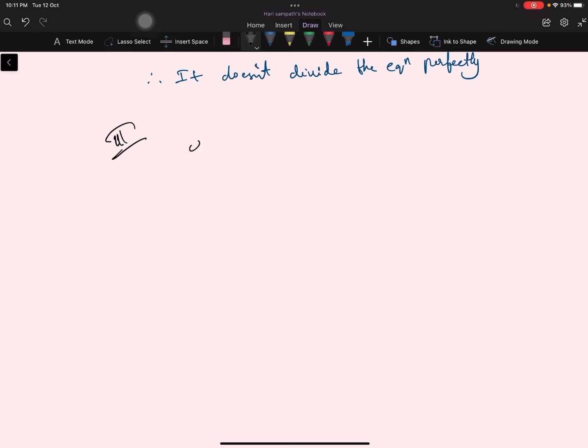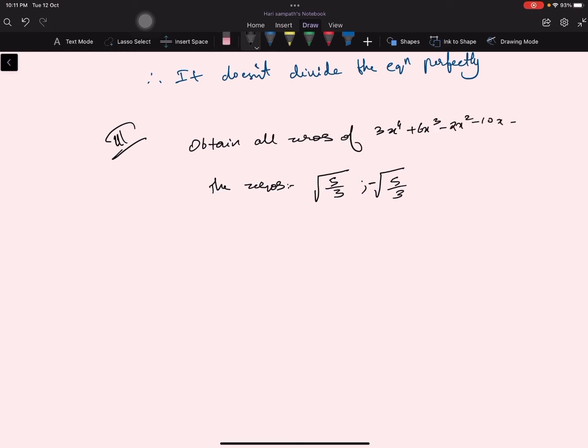So we need to obtain all zeros, and the 2 zeros are given. They are root of 5 by 3 and minus root of 5 by 3. We have to find the zeros of 3x raised to the power of 4 plus 6x cube minus 2x square minus 10x minus 5.